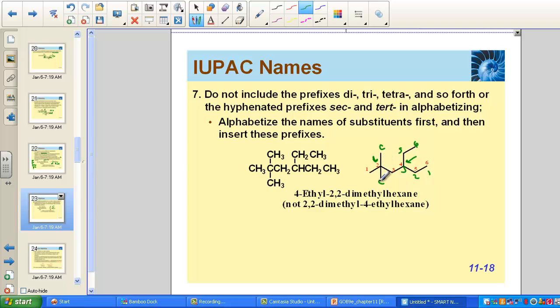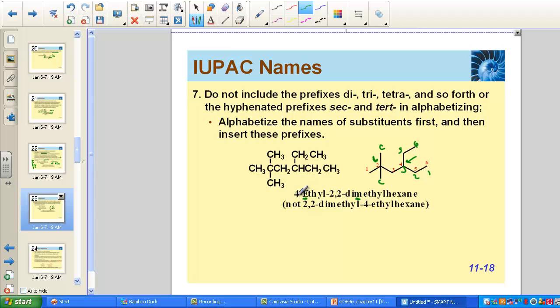Now at carbon 2, I have 2 methyls. That's dimethyl. But notice I'm ignoring that little D there. Don't use D when alphabetizing. I'm using M, methyl. So alphabetically, ethyl is given more priority than methyl, ignoring the prefixes. So at carbon 4, we have an ethyl group.